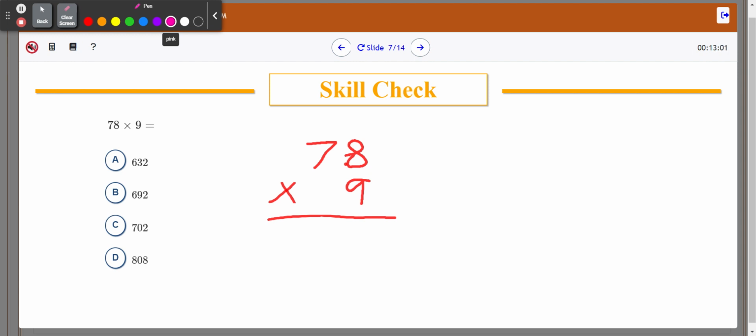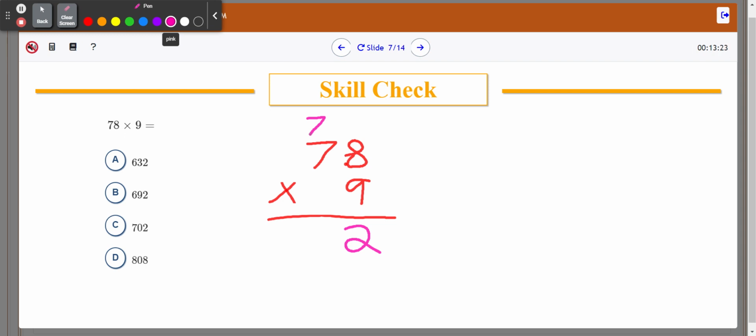I'm going to start here at the bottom, 9 times 8. 9 times 8 is 72. Now, just like with addition, 72 is a two-digit number. I'm going to write the second digit underneath. So 8 times 9 is 72. The 2 goes there. This time, I'm going to put a 7 up here. I'm going to repeat.